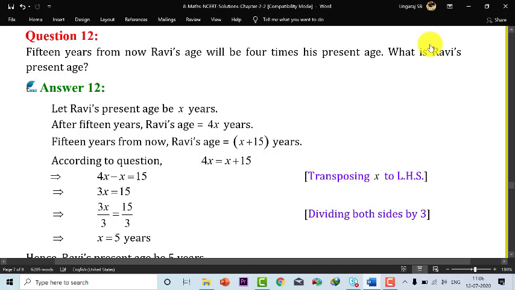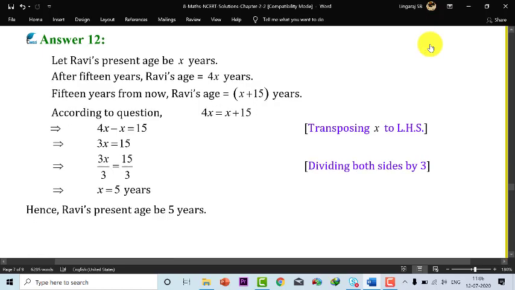So we transpose x from RHS to LHS for simplification. When x moves from RHS to LHS, it becomes minus x. So 4x minus x equal to 15. 4x minus x will be 3x equal to 15. So here we have to divide by 3 on both sides to get the x value. So dividing both sides by 3, it will be 3x by 3 is equal to 15 by 3.